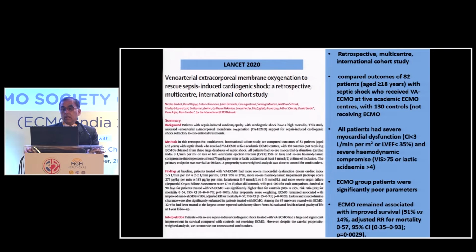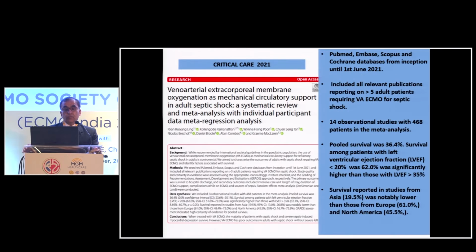they took 82 patients who all received VA ECMO in 5 different centers, and all patients had severe myocardial dysfunction with a cardiac index of less than 3, ejection fraction less than 35, and a VIS score of more than 75. In fact, the ECMO group was worse than the comparable group, yet they found that the ECMO patients did better, and their survival rate was much better as compared to the non-ECMO group.